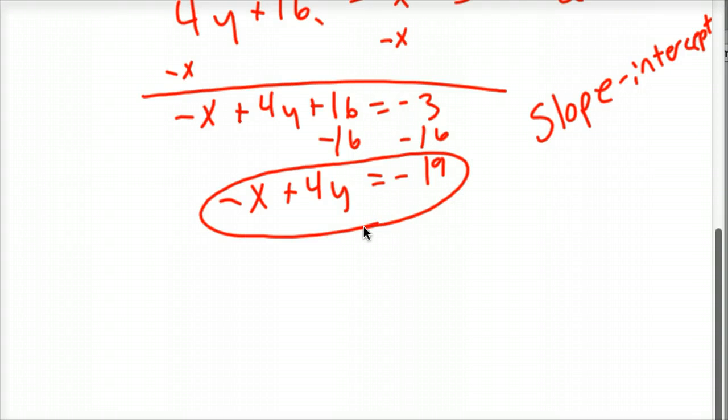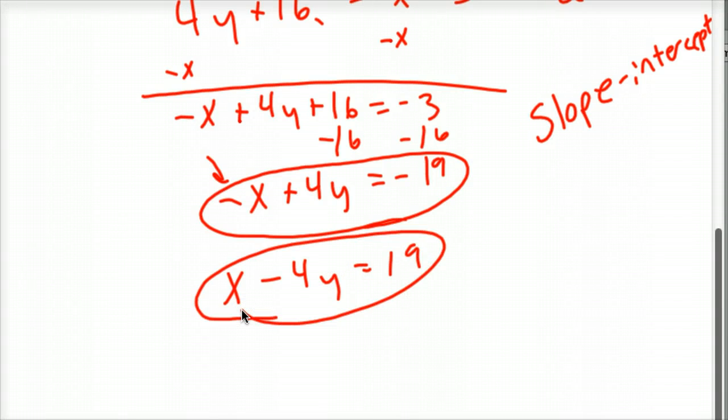They're the same equation. If that negative out in front bothers you, and it bothers me for some reason, I'm going to multiply the whole equation by negative 1, so x minus 4y equals positive 19. And there's your standard form. All three of those would work for your equation of a line. If they want it in standard form, there it is.